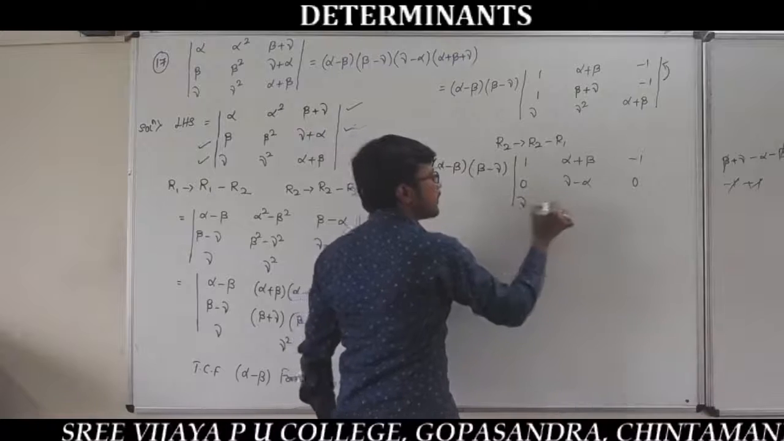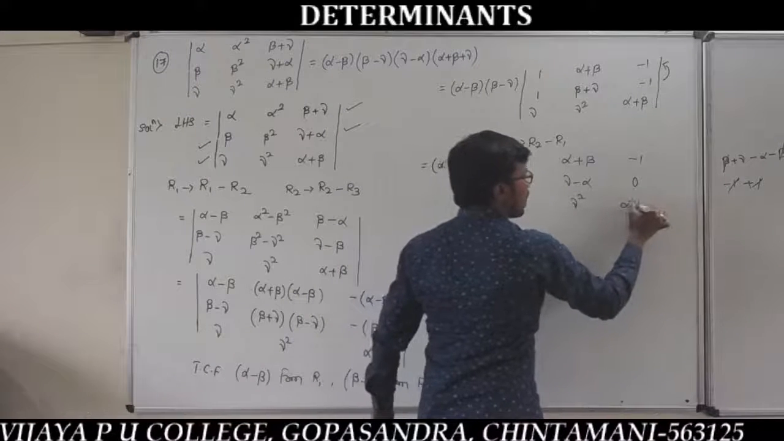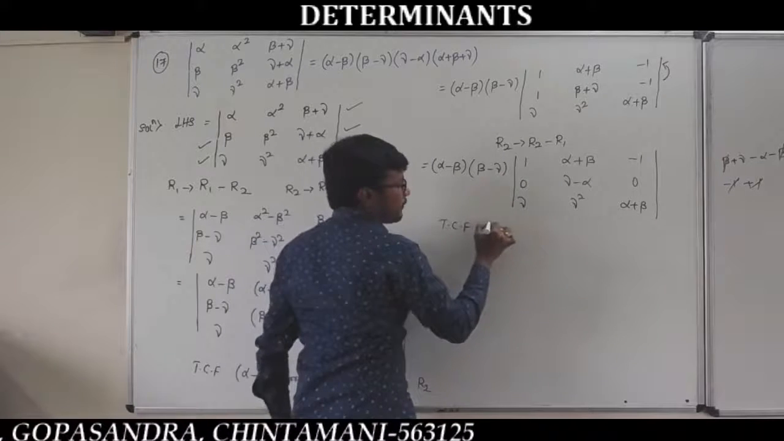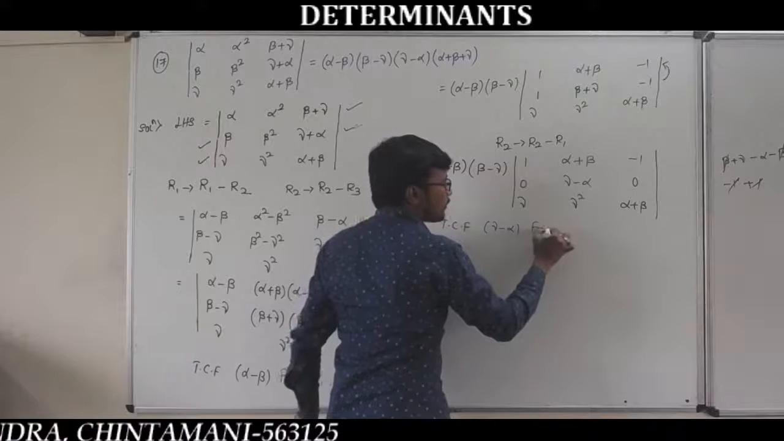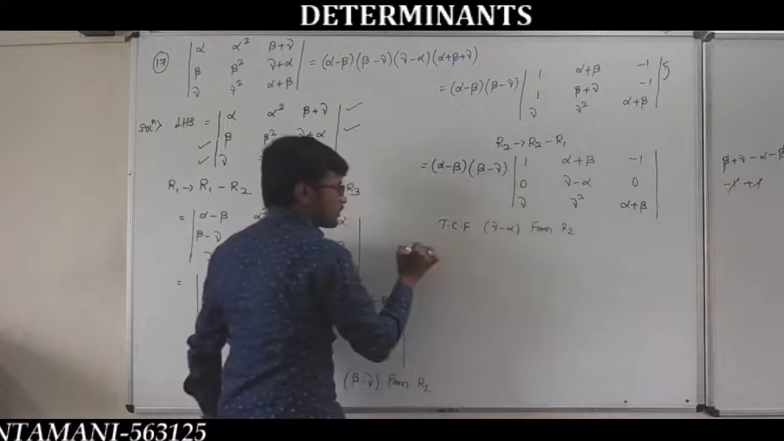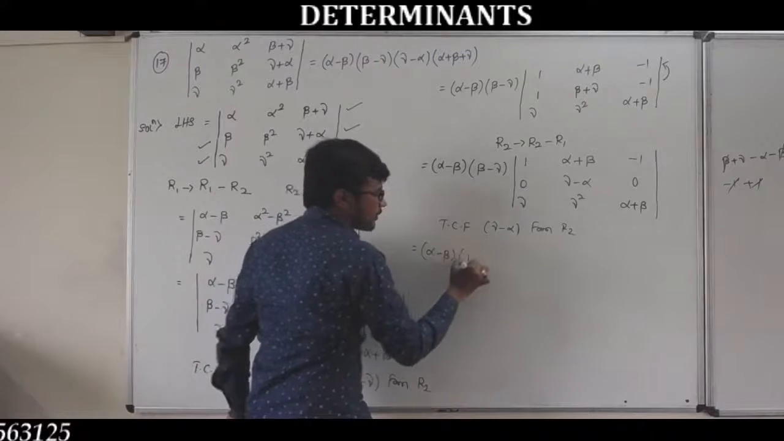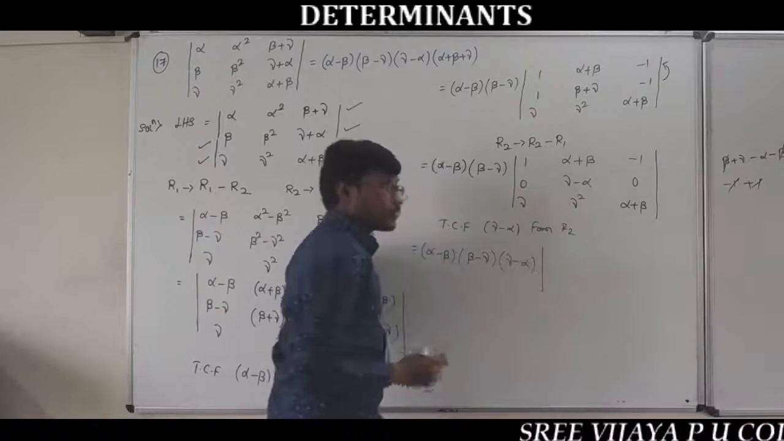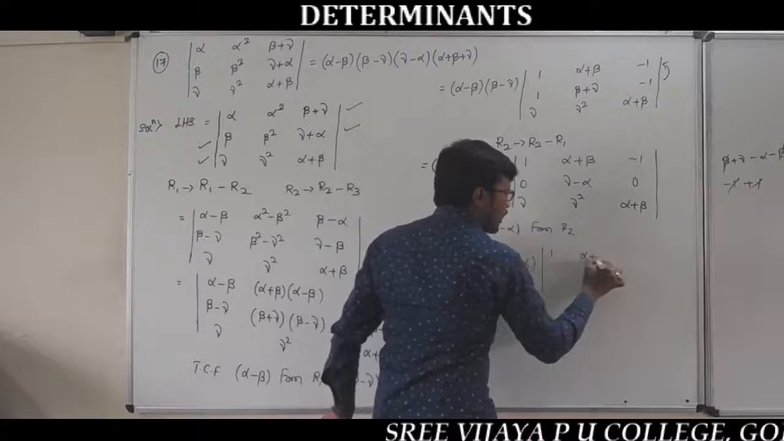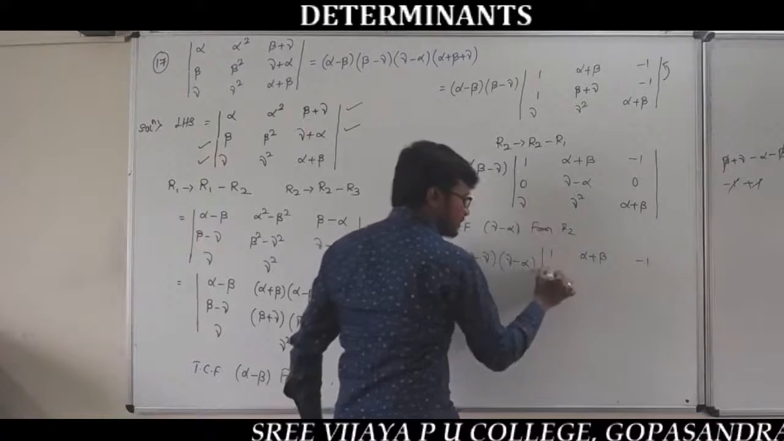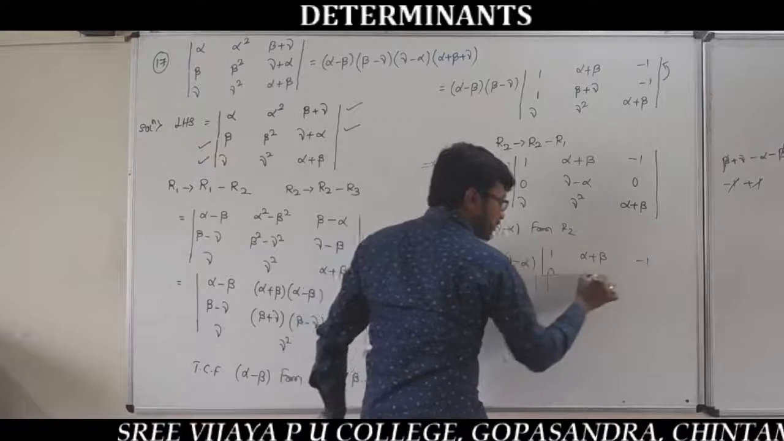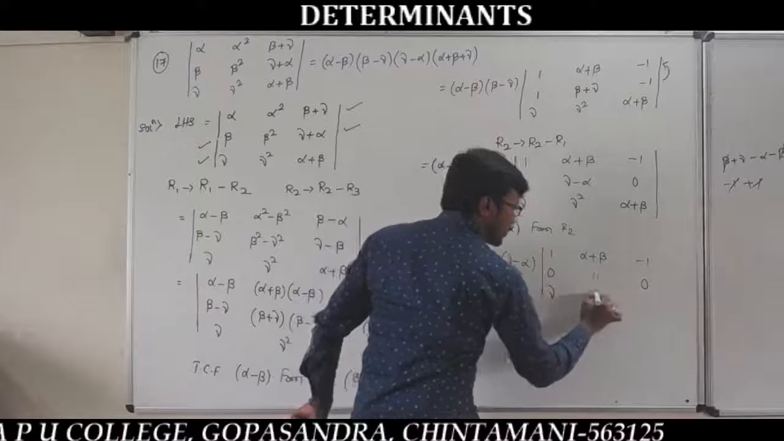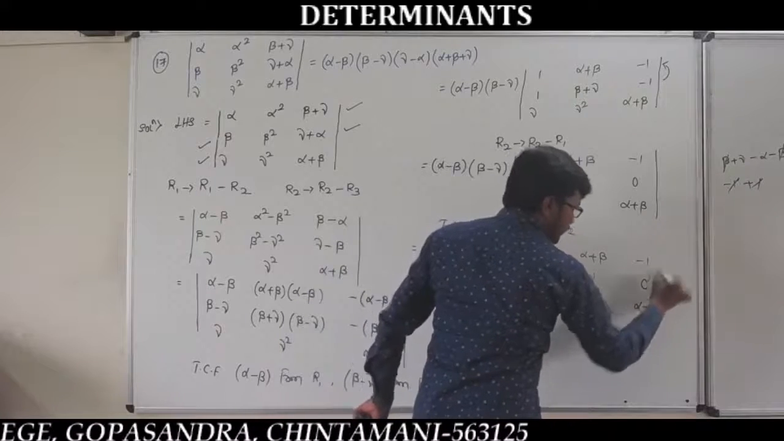Okay, next gamma square, alpha plus beta. So same thing, taking common factor, which one? Gamma minus alpha from R2. Okay. So now alpha minus beta, beta minus gamma. So gamma minus alpha from the R2. What is R1? 1, alpha plus beta, minus 1. So it is 0. Gamma minus alpha can be taken outside, remaining 1. So it is also 0. So R3 as it is. So gamma square, alpha plus beta.